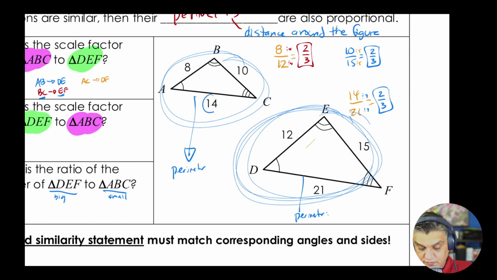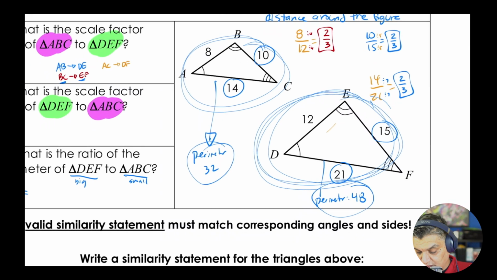So add up. What's 14 plus 10? 24. And 24 plus 8? 25, 26, 27, 28, 29, 30, 31, 32. So the perimeter of this small one is 32. And what's the perimeter of the big one? Well, let's see. 21 and 15 is 36. And 36 and 12 is 46, 47, 48.